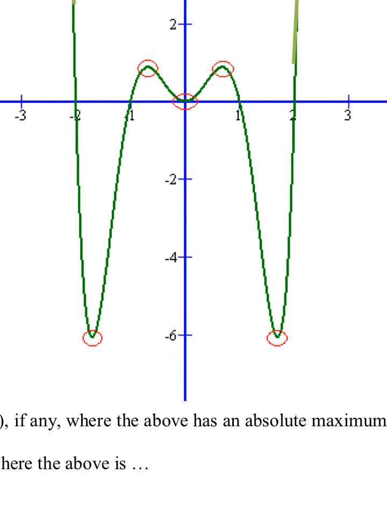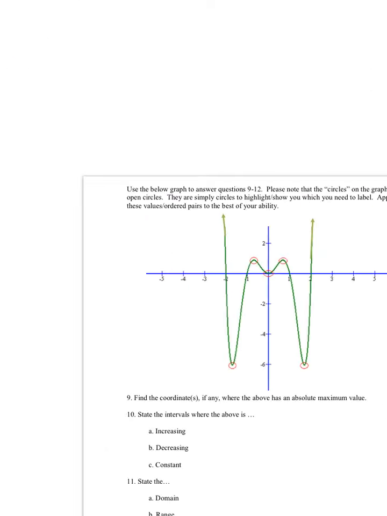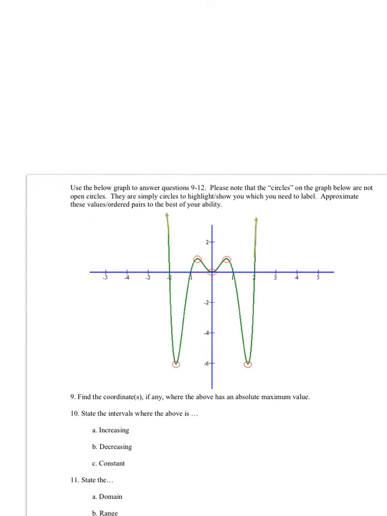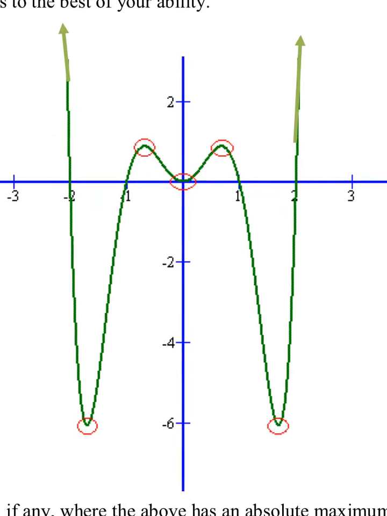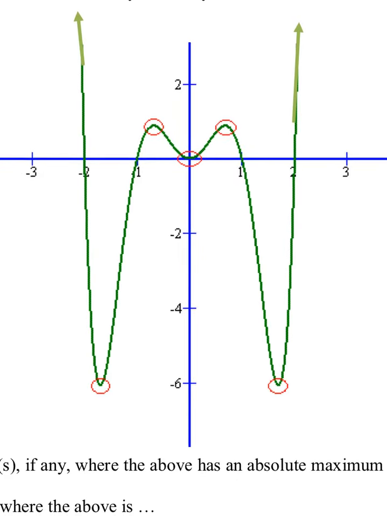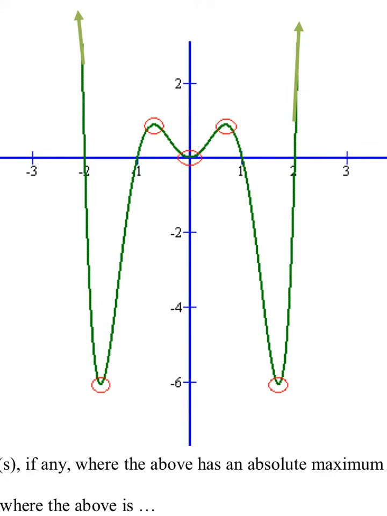The first question is, find the coordinates, if any, where the above has an absolute maximum value. Okay, so we just talked about that, and we said an absolute maximum value is the highest value of the graph, if there is one. Well, this particular graph doesn't have an absolute maximum value because both of these ends go to positive infinity. So because both ends go to positive infinity, we do not have an absolute maximum value.